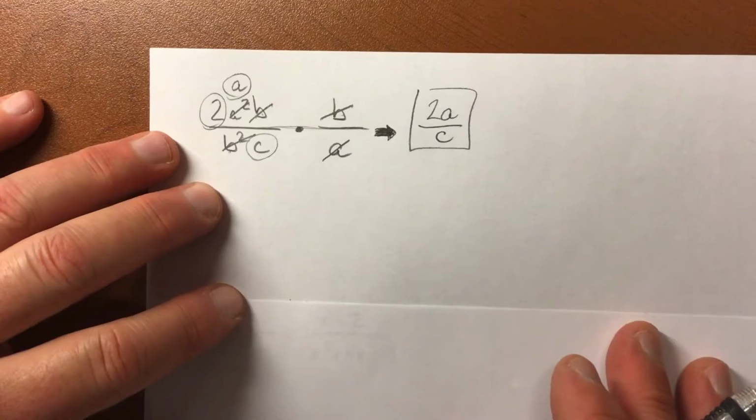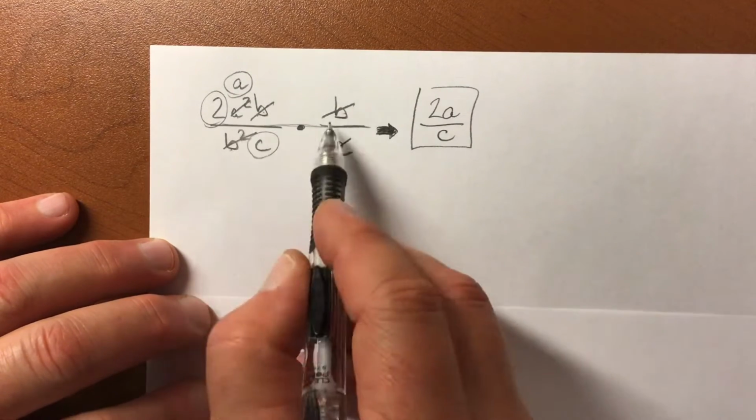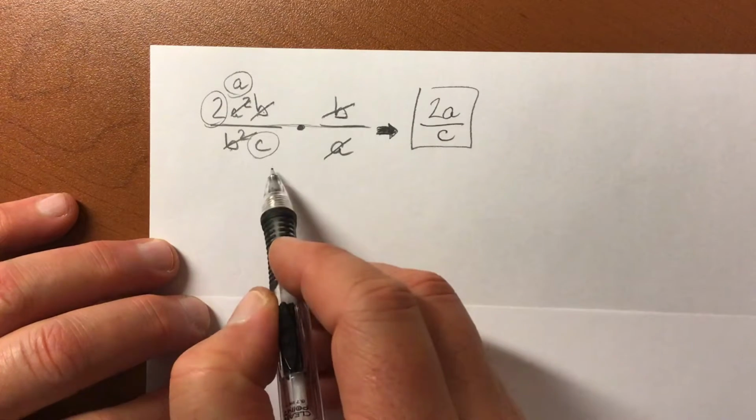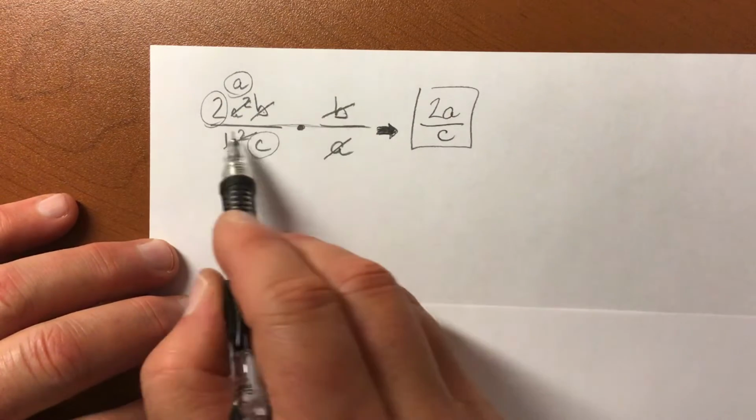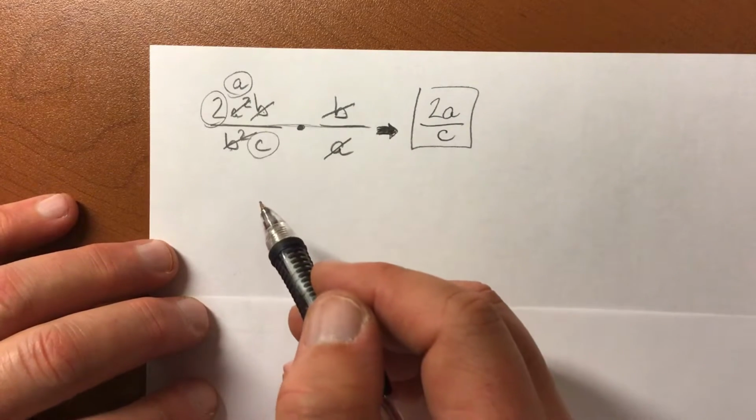All right? So your task with this, when we're multiplying, is simply just trying to reduce as much as possible. If you see it on top, or if you see part of it on top and part of it on the bottom, you can cancel it out.